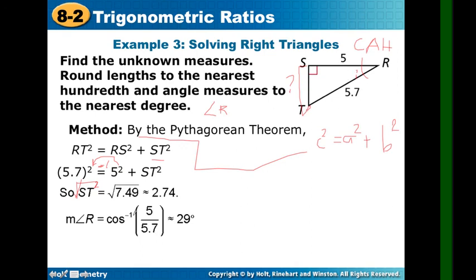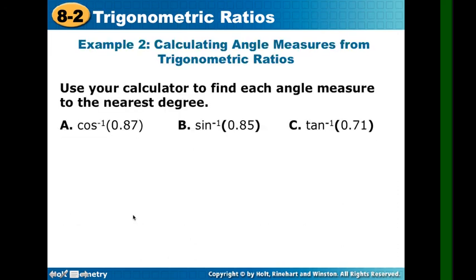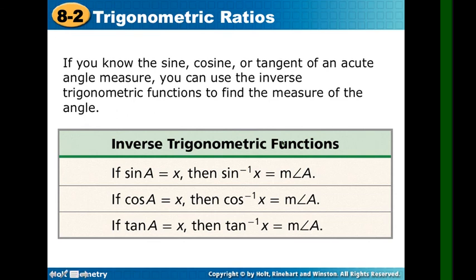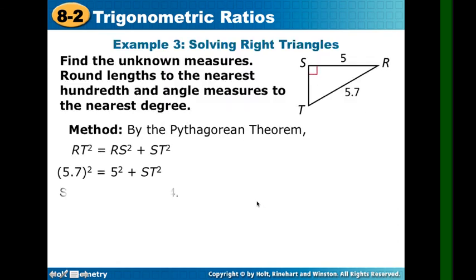Bakit cosine negative 1? Kung babalikan natin ang ating cosine, ito siya. Okay? Para makuha mo yung measurement ng angle A, ito yung kanyang ano. So, yung x dyan, siya yung ratio. Nakadepende siya. Yung x, siya yung adjacent over hypotenuse, opposite over adjacent, tsaka opposite over hypotenuse. Siya yung x. Okay?